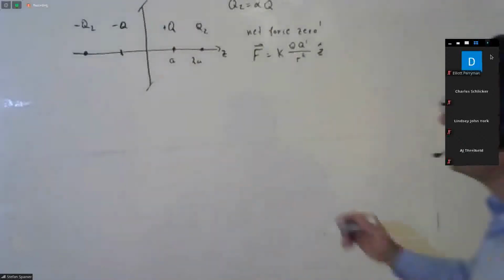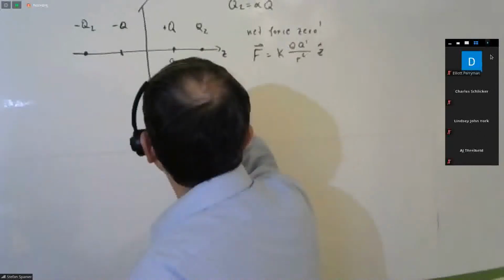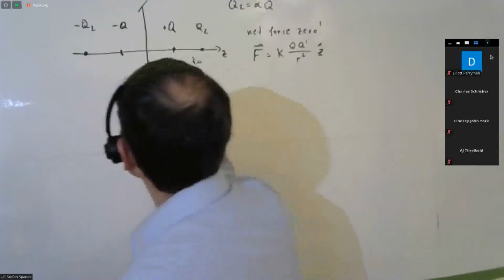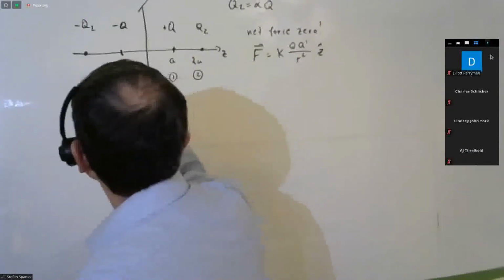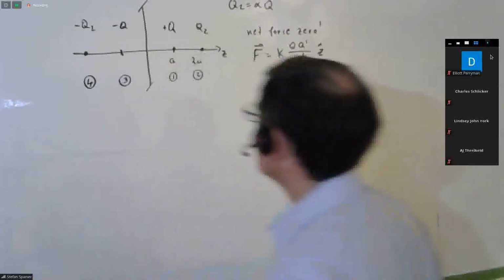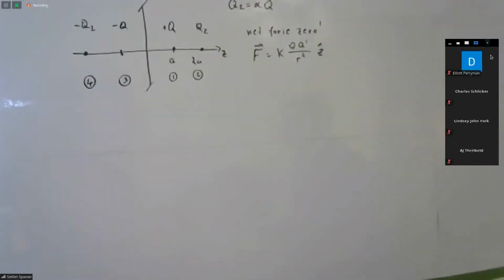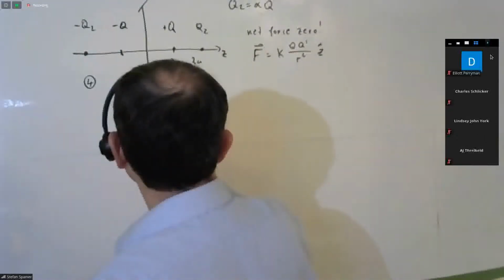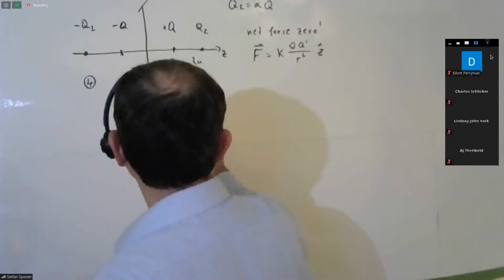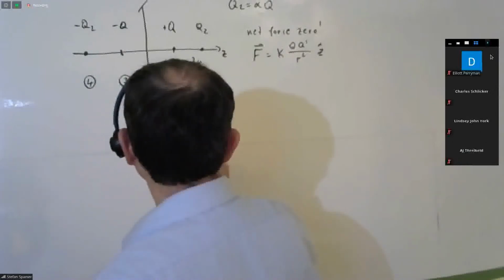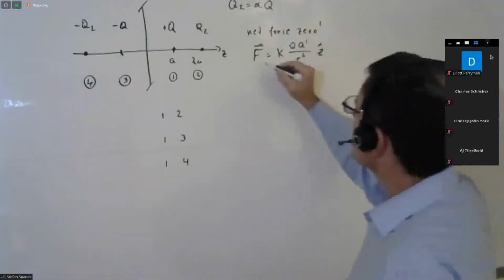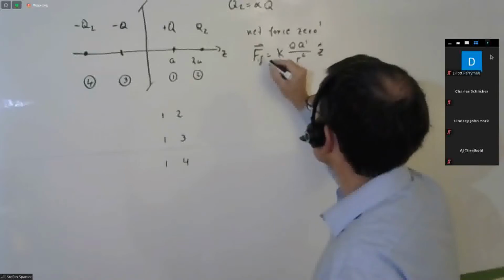And so, in these problems where several charges are involved, it's good to start labeling them: 1, 2, say 3, and 4. Then we have 3 force contributions, no? We have 1,2. We have 1,3. And we have 1,4. I could have been more explicit here by making an index here.